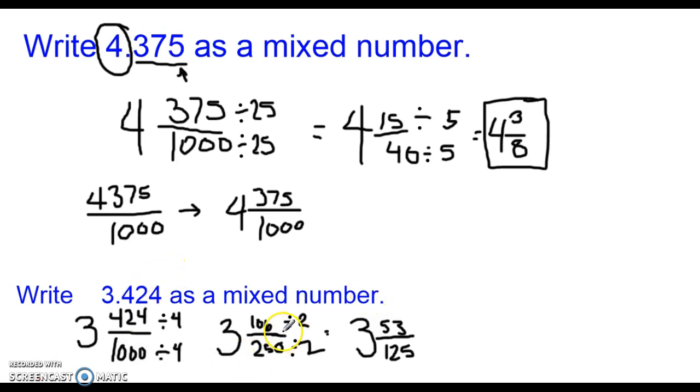Okay, so when I wrote 3.424 as a mixed number, I had 3 as my whole number. And then since the 4 is in the thousandths place, I put 424 over 1,000. I then started by dividing my numerator and denominator by 4, and I got 106 over 250. That was still not simplified enough, so I divided each of them by 2, leaving me with 3 and 53 over 125. If you did not get this answer, go ahead and correct your mistake. And if you're still unsure, please write a question about which part you were not sure about.